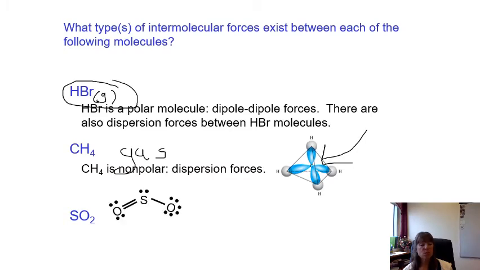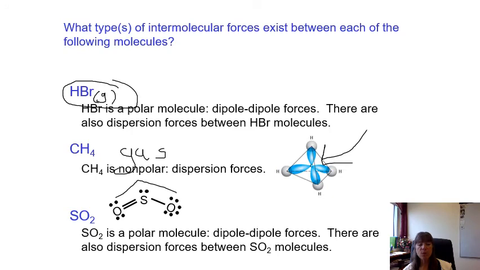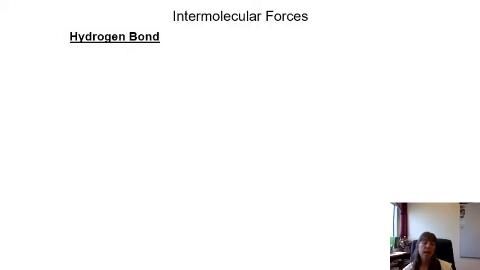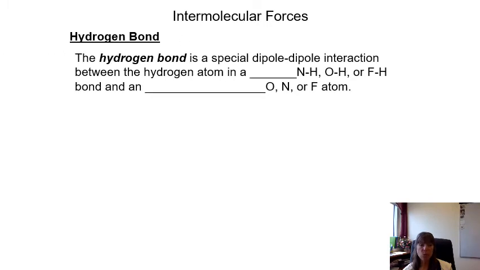And when you look at its Lewis structure, you see it has this bent shape. And since it has that bent shape, it's a polar molecule. And you would see dipole-dipole, and you would also see dispersion forces present. So again, all these were in a pure batch, if you will, a container of HBr or a container of CH4. It wasn't mixtures.